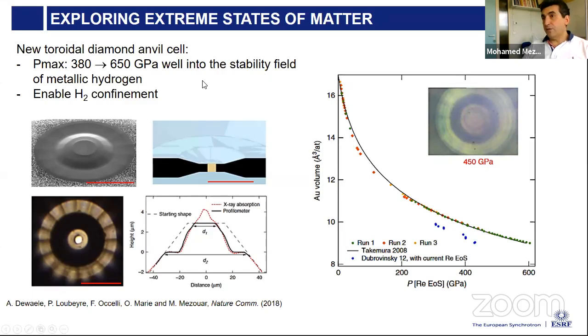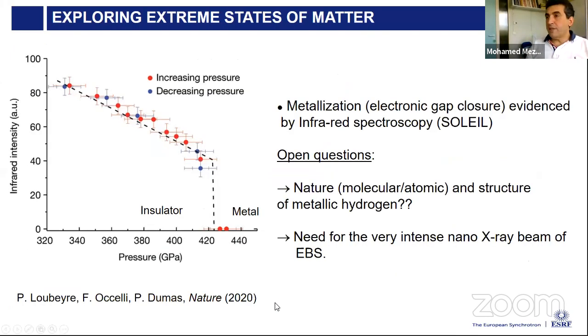And the second advantage of this is that it enables the confinement. Confinement is a word that we should not employ, but hydrogen confinement is possible in this kind of device. Okay, and this was achieved 2 or 3 years ago. It took some time to solve some technical problems, load hydrogen, and do some quantitative measurement. And this was achieved by the group of Paul Loubeyre this year and published in Nature a few months ago.